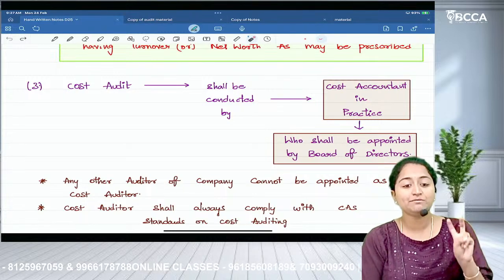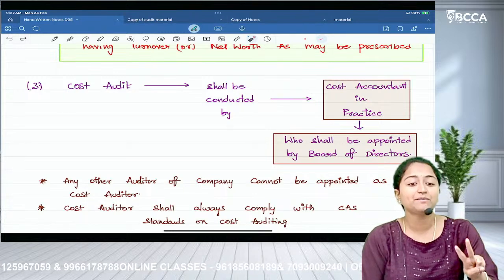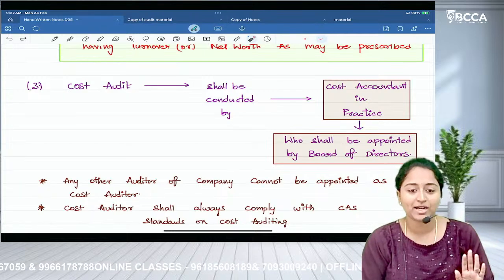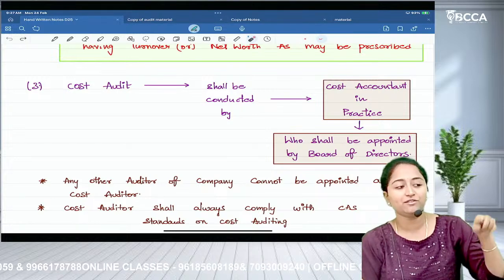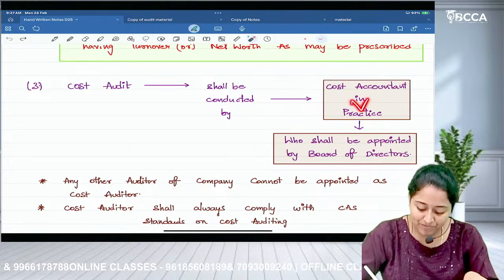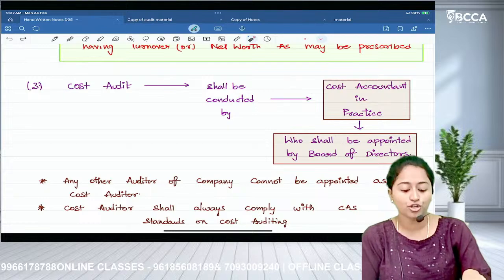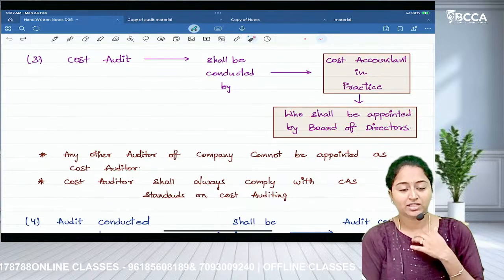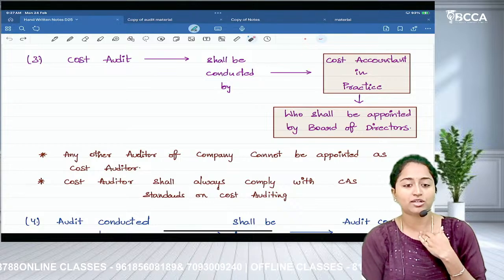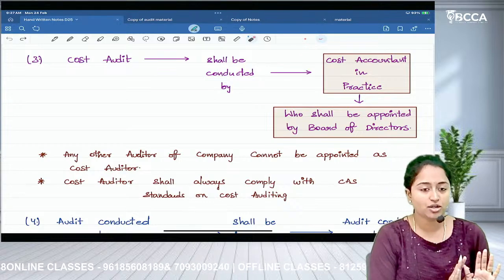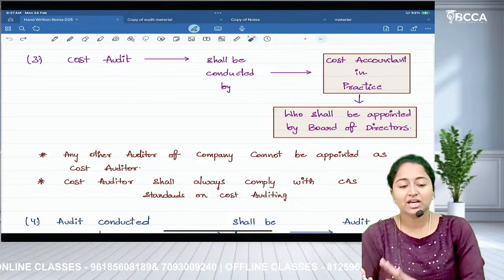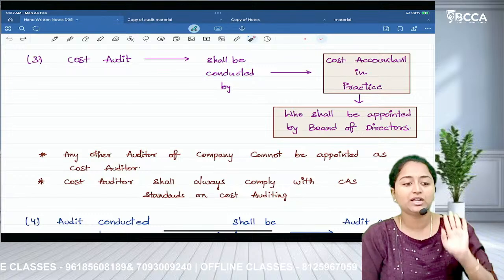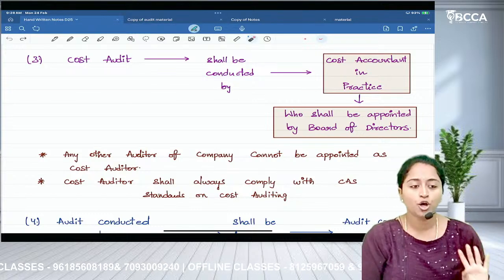He should be in practice. He should be working in practice continuously, not coming and going, part-time work and practice. No, he should be completely involved in practice. Then he will be eligible to become a cost auditor, who shall be appointed by the board of directors. Now, how will he become a cost auditor? He is a qualified cost accountant, he is in practice. Now how will he become a cost auditor? The board of directors of that particular company will appoint him to be a cost auditor.